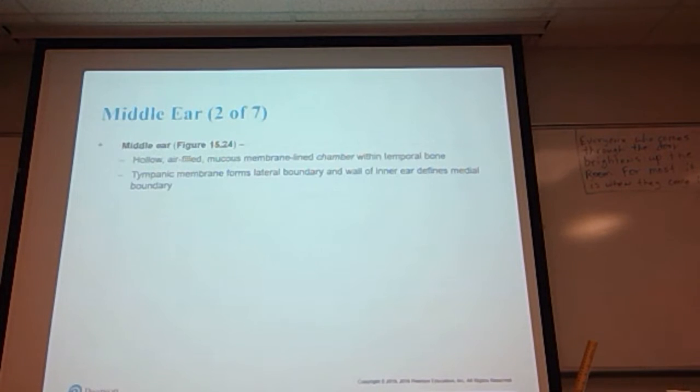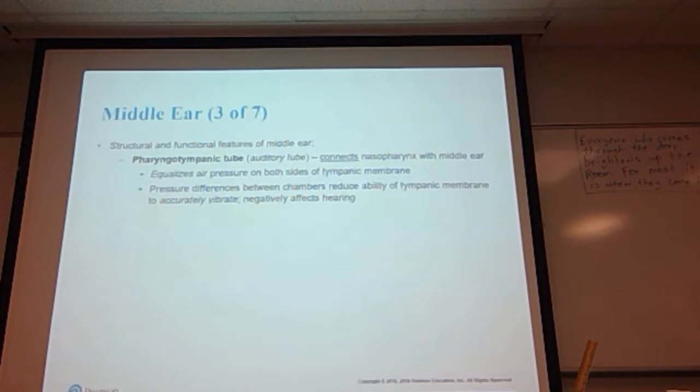The middle ear is a hollow, air-filled, mucous membrane-lined chamber within the temporal bone. The membrane forms a boundary laterally and walls off the inner ear, and defines the medial boundary. The auditory tube, or the pharyngotympanic tube, connects the nasopharynx with the middle ear. Its job is to equalize air pressure on both sides of the tympanic membrane. Pressure differences between the chambers reduce the ability of the tympanic membrane to accurately vibrate, which negatively affects hearing.